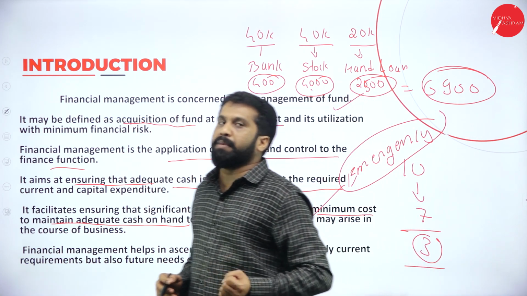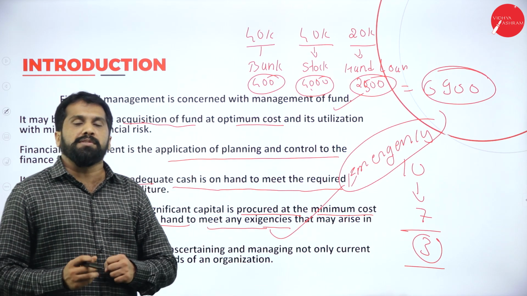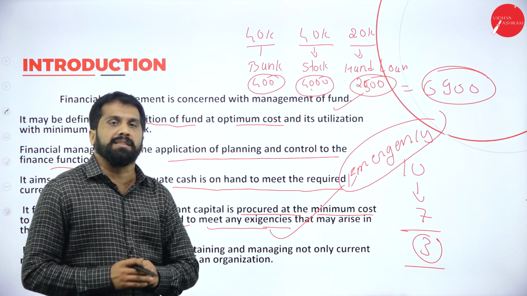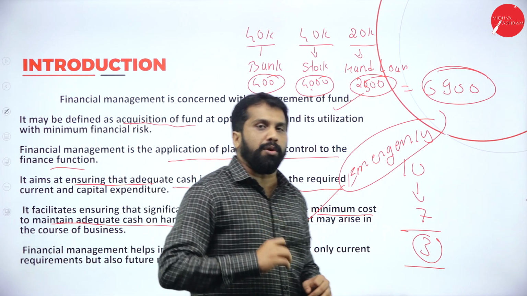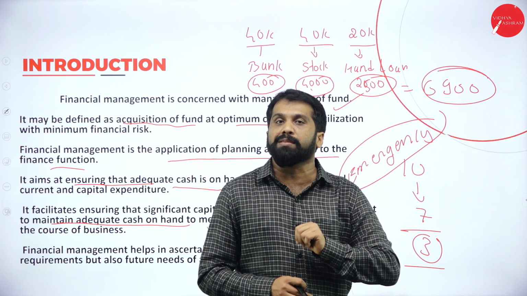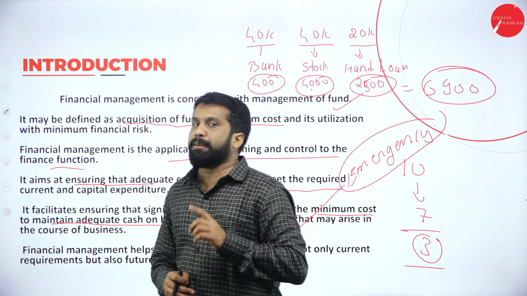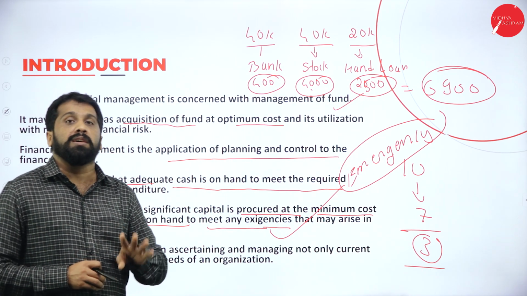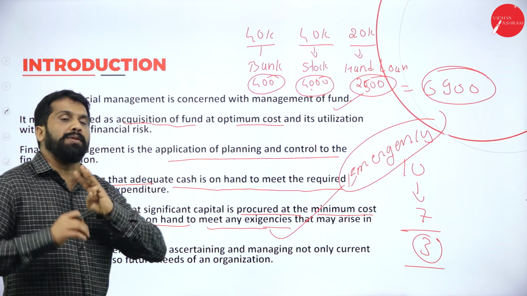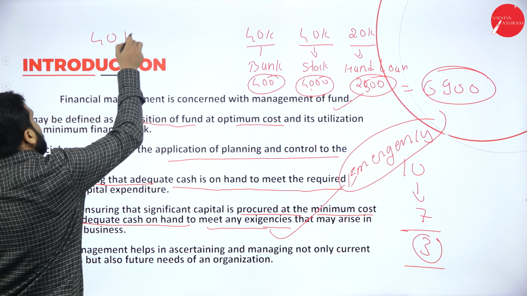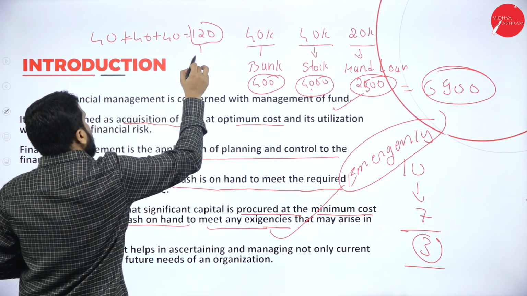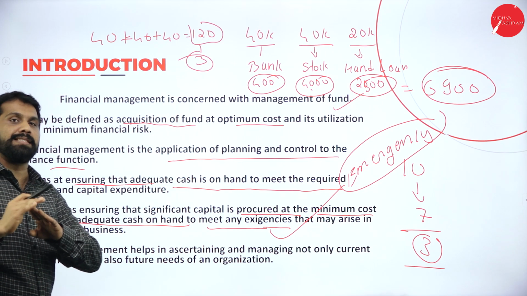There may be chances of some emergency. Like you are producing some goods, and raw materials cost you 1 lakh every month. But this month, due to COVID or some lockdown, the same raw material is available for 40,000, whereas usually it is available for 1 lakh per month. What will you do? You will buy 3 months together. Why? Because 40,000 plus 40,000 plus 40,000, if you pay 1 lakh 20, 3 months of raw materials is stocked.